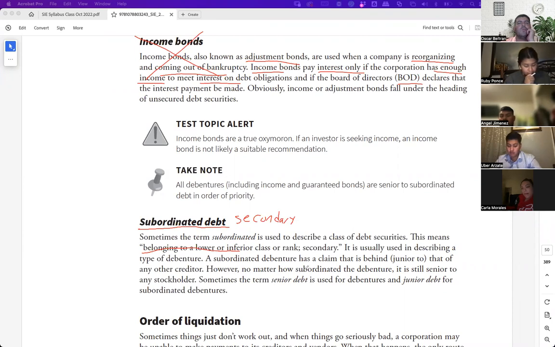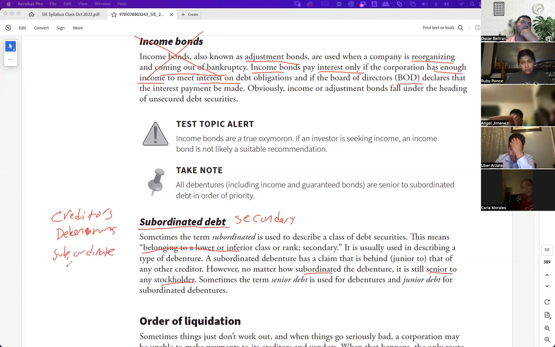All right, but however, no matter how subordinate, the debenture is still senior to any stockholder. Okay, because overall, the order for bankruptcy is going to be first creditors, such as the government, and then from there, it's going to be the debentures, and then subordinate debt. Okay, and after that, it's going to be preferred, and then common stock, etc.